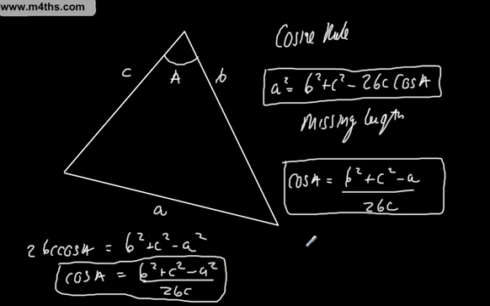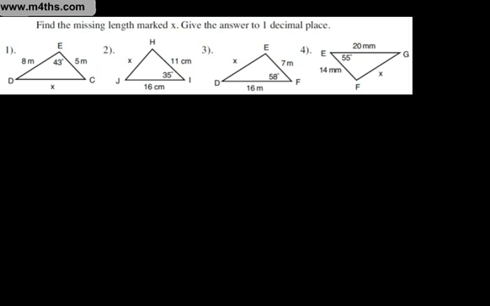So if you want A, you're going to have to do A is equal to cos to the negative 1 of B squared plus C squared minus A squared, over 2BC. So there we go. Let's look at this in action then.